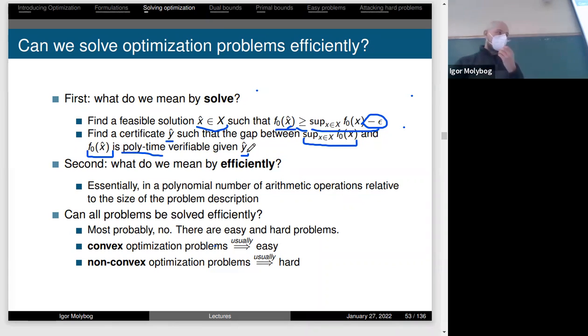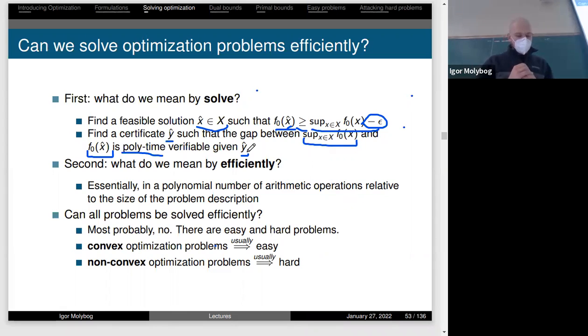We'll be discussing later what exactly we mean by a certificate. But you might already understand what it is that is polytime verifiable. It means that you're able to find an algorithm that runs in polynomial time of the size of the input, such that it outputs an answer to a decision problem, whether it is an optimal solution or not.